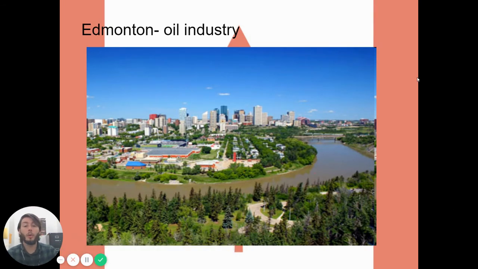Edmonton is the center of the oil industry in Canada. Edmonton is in the Alberta province, which is very flat and has a lot of farming, but a little bit farther north in the Alberta province, they have rich oil deposits. And so they drill for oil.